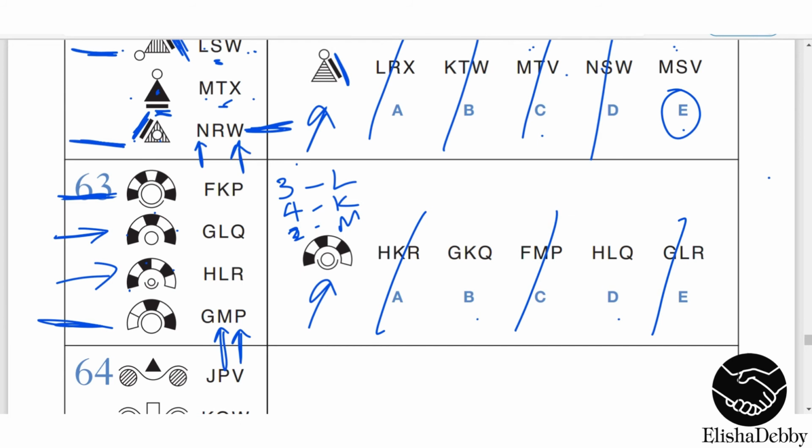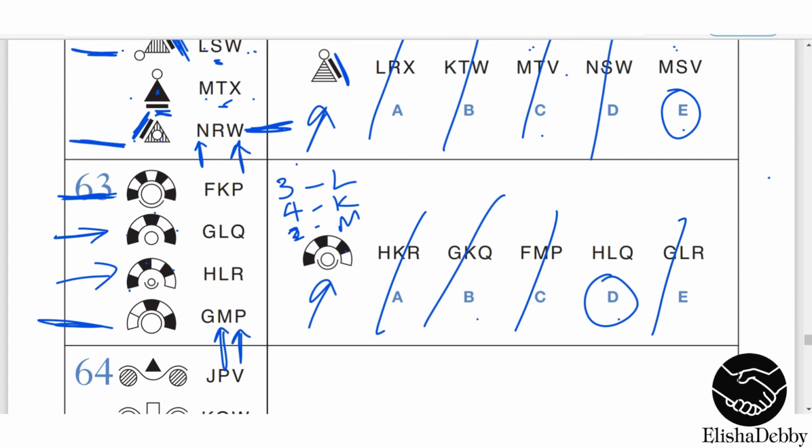So let's look at this one. 1, 2, 3, three in the middle. So that is L. It should have an L in the middle. The only one with an L in the middle is this. That means I cancel that, and the answer shall be D. So that is how we get our answer.